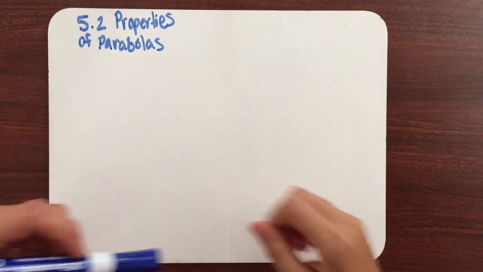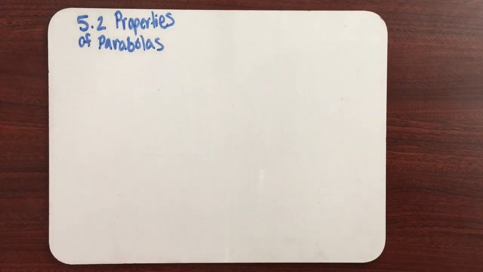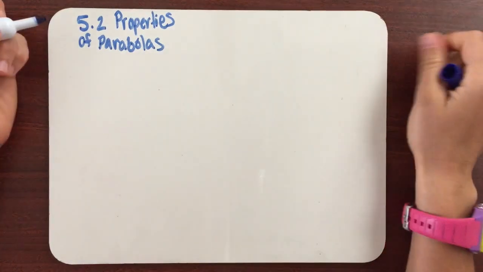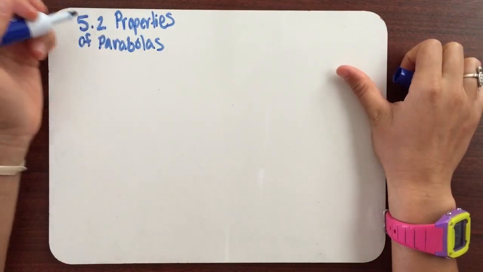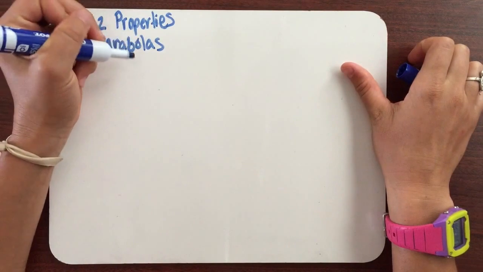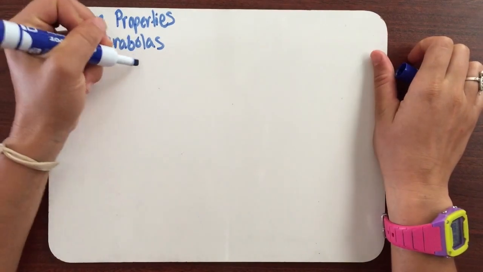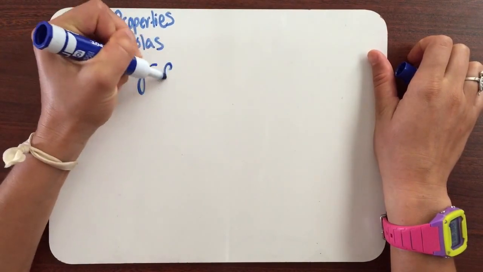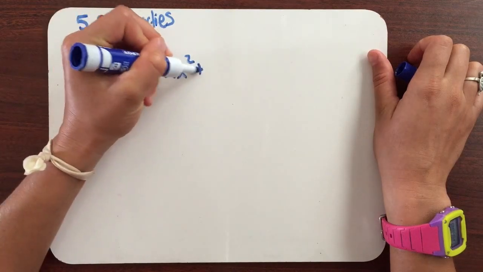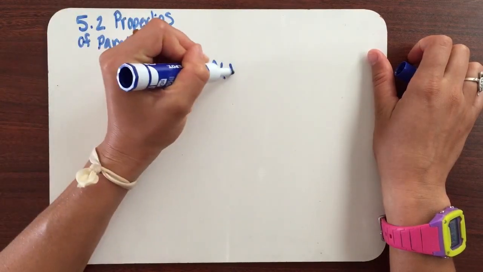Okay, today we're going over 5.2 properties of parabolas. So the standard form of a parabola is going to be a quadratic, which is y equals ax squared plus bx plus c.